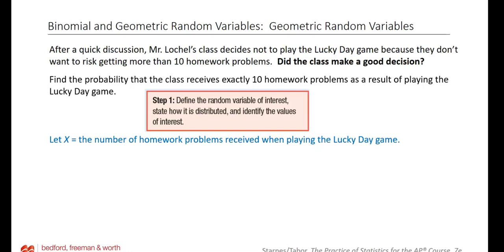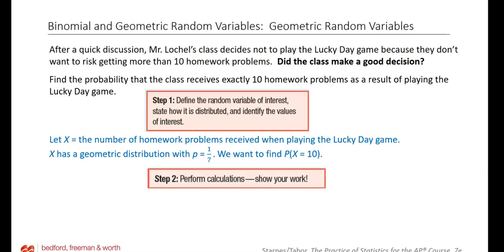Well, I guess X is the number of homework problems. It's a random variable, so we'll find out what that is. The chance of success is 1/7, that's for sure. We want to find the probability that X is equal to 10, so that's where you put in the 10 there. We'd like that to happen.